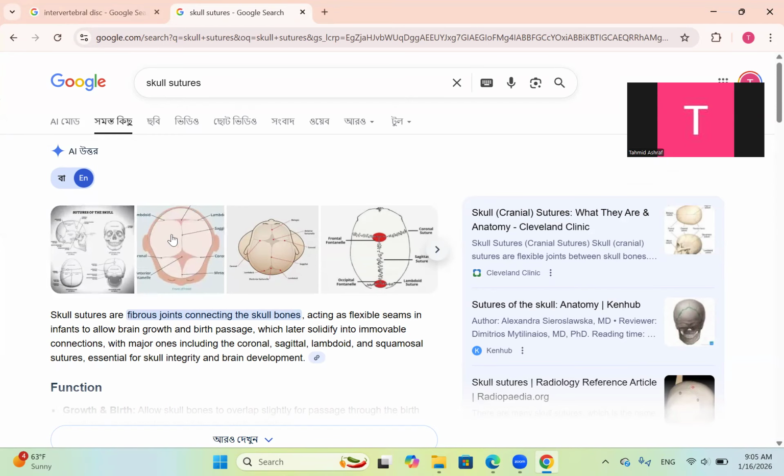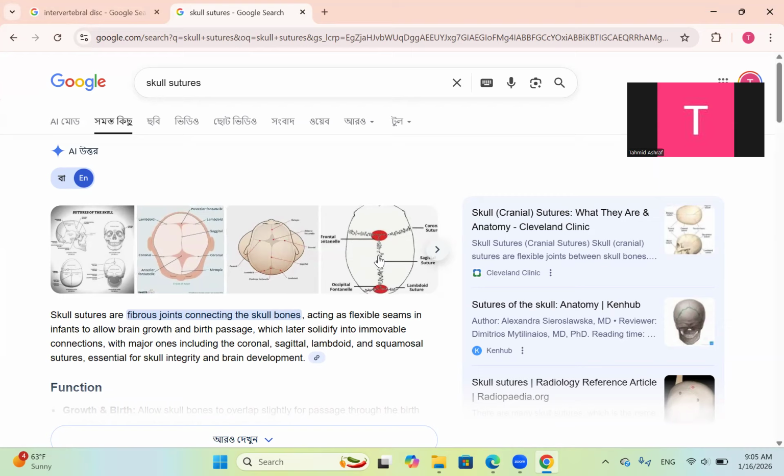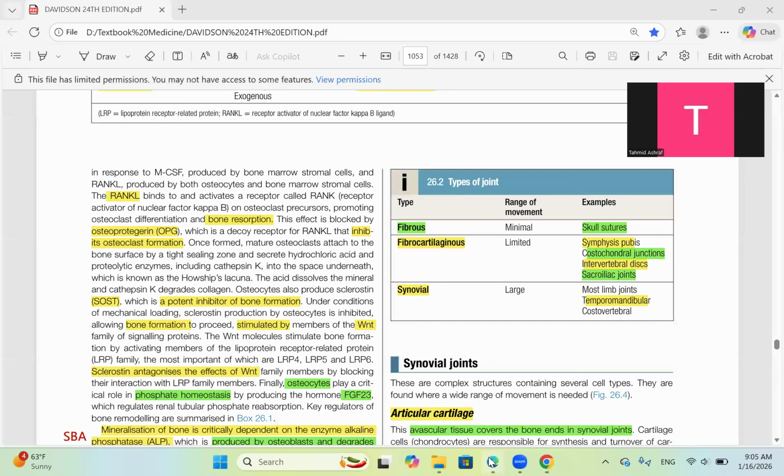So these are several flat bones of the skull, and in between them, these are sutures. They have different names according to their location. These are sutures, and these are examples of fibrous joint. This is a suture, this is a suture, and this is a suture. These are examples of fibrous joints.